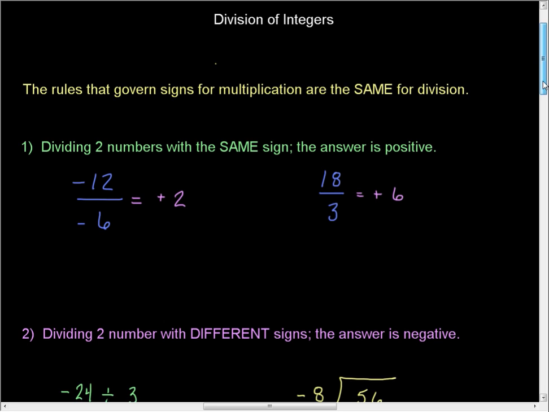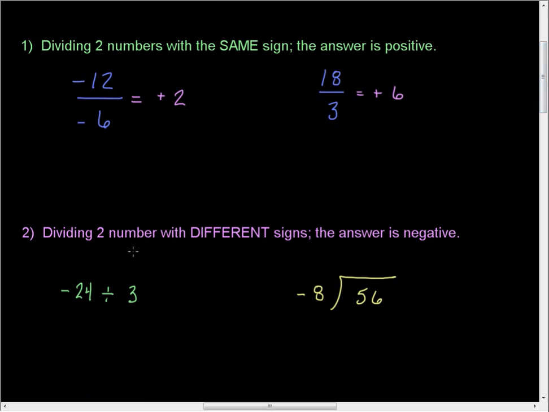Now, the second rule says if I'm dividing two numbers with different signs, the answer is negative. And so, taking a look at these, since my two numbers have different signs, my answer is going to be negative. I know that already, right off the bat, before I do the problem. So now I can just take 24, divide that by 3 to get 8. And so the answer of negative 24 divided by 3 is negative 8.